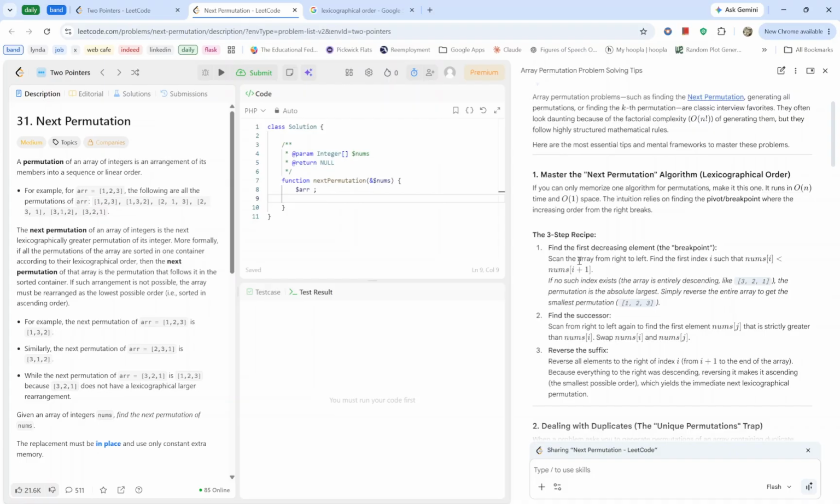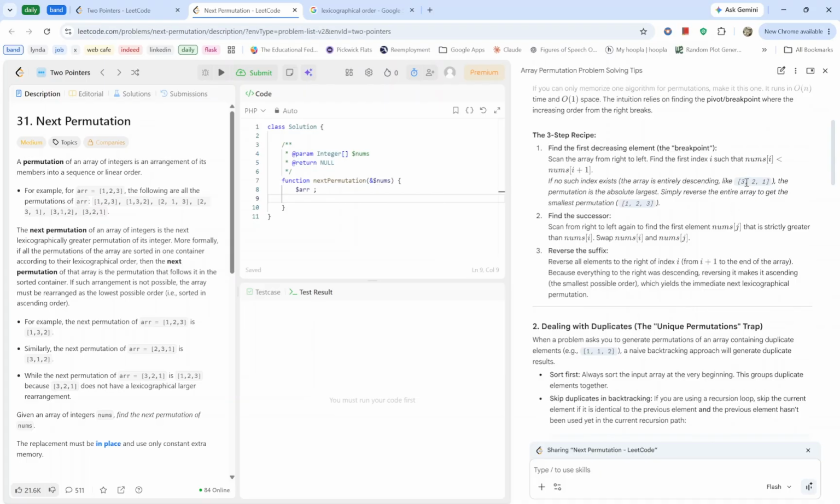Scan the array from right to left. Find index I. If no such index exists, the array is fully descending like 321. The permutation is the absolute largest. Simply reverse the entire array to get to the smallest permutation. I get this part.